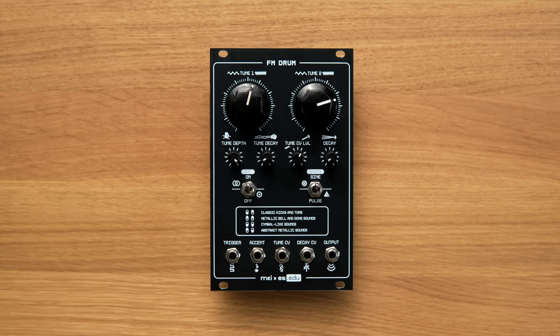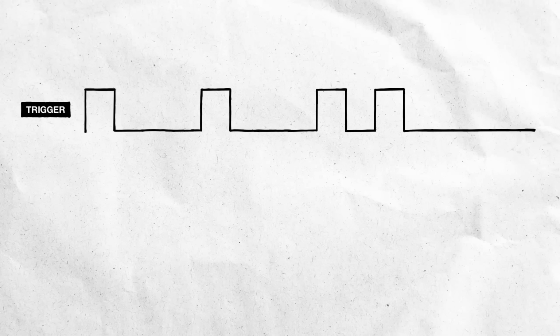Here's how it works. Drum circuits usually have both a trigger input and an accent input. The trigger tells the module when to play a sound, but the accent input controls the sound's volume. The higher the voltage, the louder the sound. So in addition to our digital trigger sequence, we'll also need an analog accent sequence.